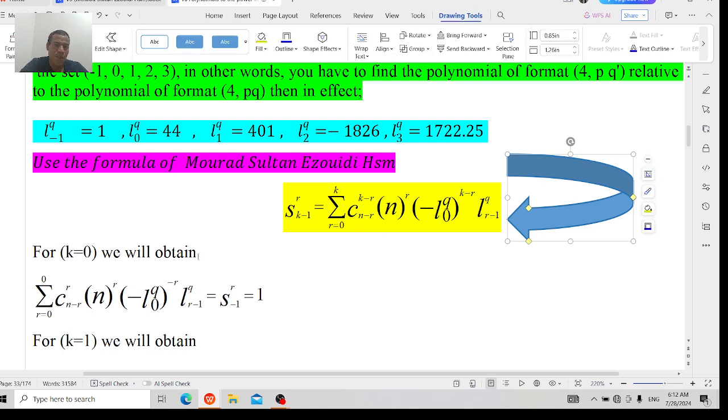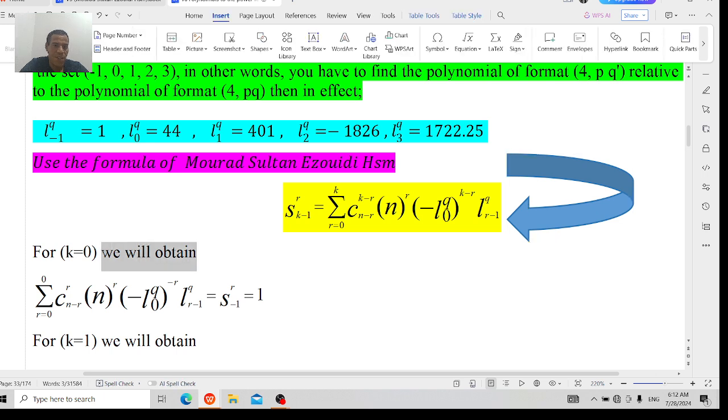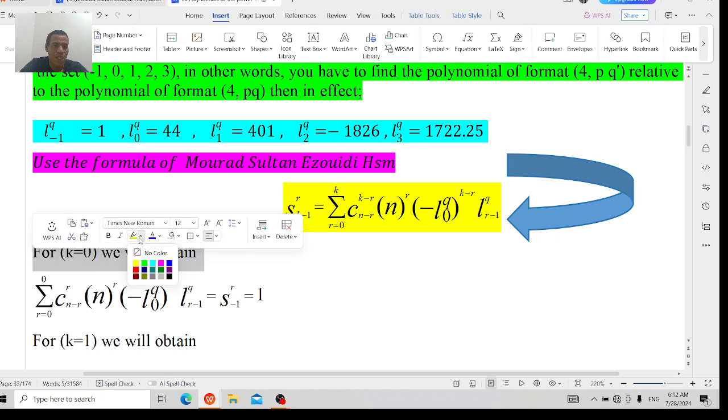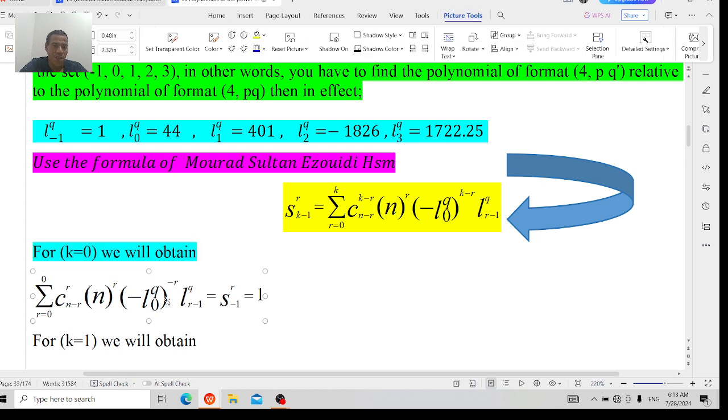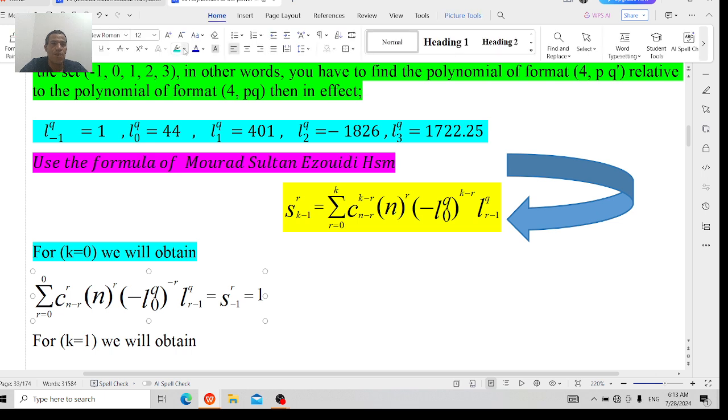I'm going now to find the value of S minus 1, learners. You already know about it because I gave you some previous lessons. How can you find S minus 1? Just replace k equals 0 in the discriminant formula of Mourad Sultan Ezouidi, and you will get that S minus 1 of the r is always equal to 1.